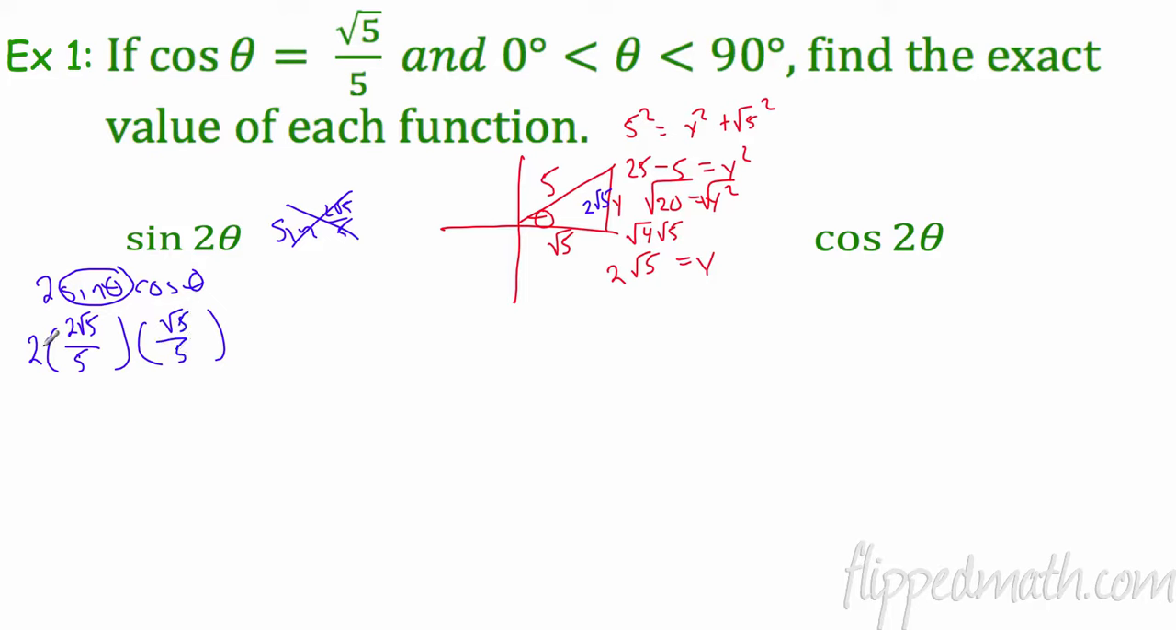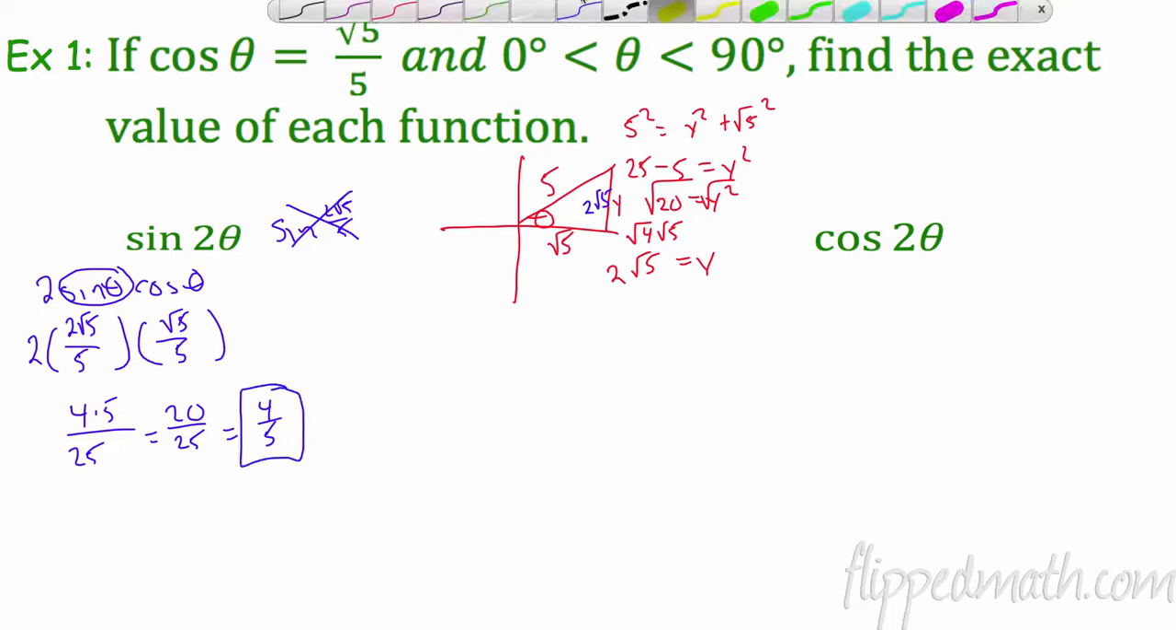So let's see. 2 times 2 is 4. So we got 4, and then radical 25. The square root of 25 is 5. 5 times 5 is 25. So we have 20 over 25, which reduces to 4 over 5. All right? That's that first one.